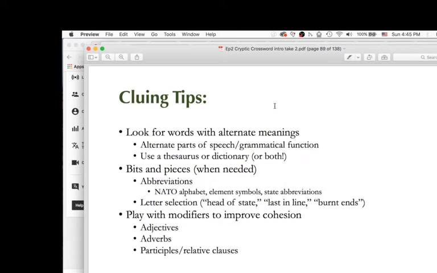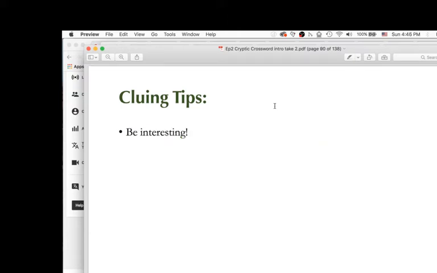So you can play with adjectives, adverbs, also participles or relative clauses. Maybe you have a wordplay that really wants to come after a verb, but again, your definition is a noun. Maybe instead of having tenor be clued by a singer, it could be clued by person who sings. And now sings can be followed by whatever wordplay you had that wanted to go with a verb. So keep these in mind.